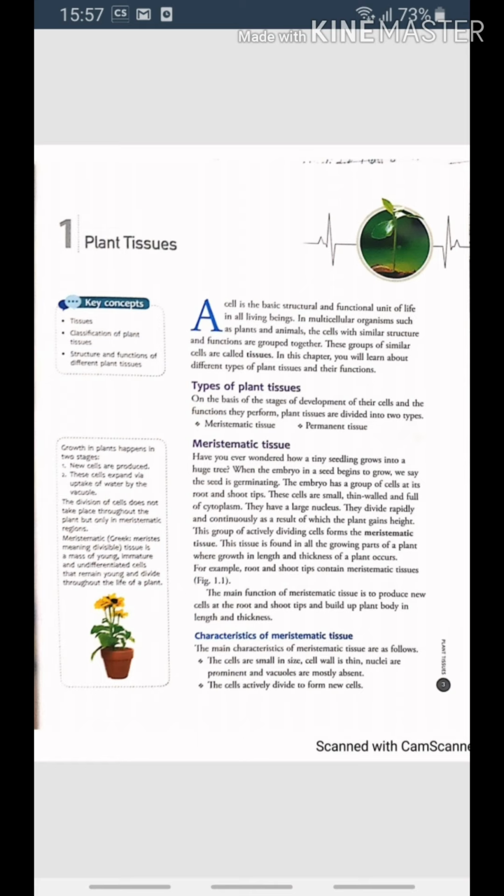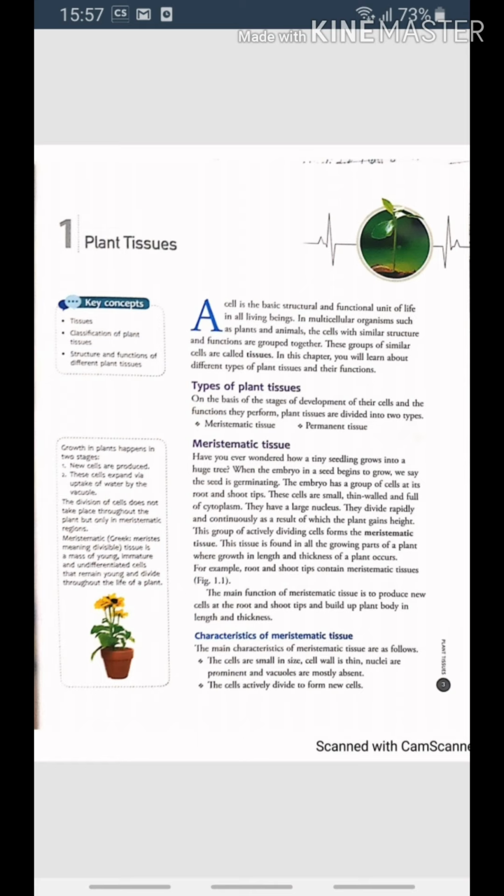Xylem and phloem together are called the vascular bundle and constitute the vascular system of the plant. These tissues extend from the tip of the root to the tip of the leaf. The arrangement of xylem and phloem is different in stems and roots.